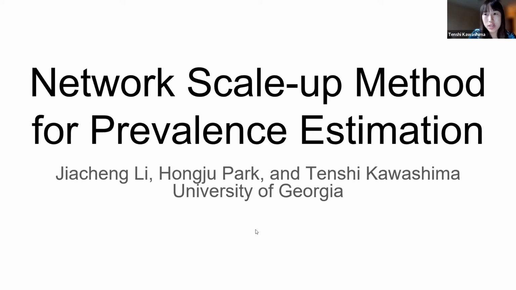My name is Tenshi Kawashima. I am a graduate research assistant at the Center on Human Trafficking Research and Outreach here at the University of Georgia. So it's Jiacheng Li and Hongju Park. I am from the sociology department, and Jiacheng and Hongju are from the statistics department. Today we are going to share a little bit about the methods we are using to get the prevalence estimation of human trafficking in Sierra Leone and Guinea.